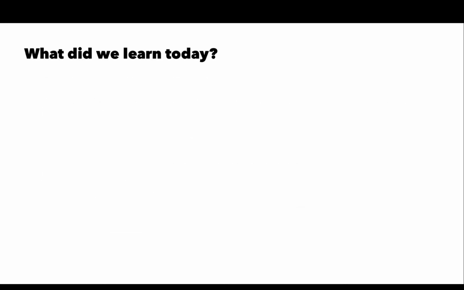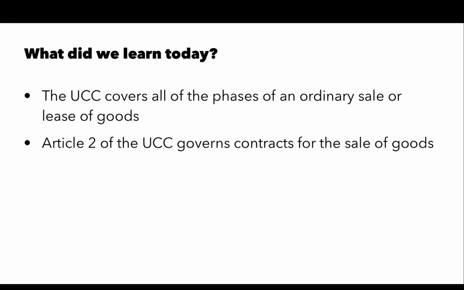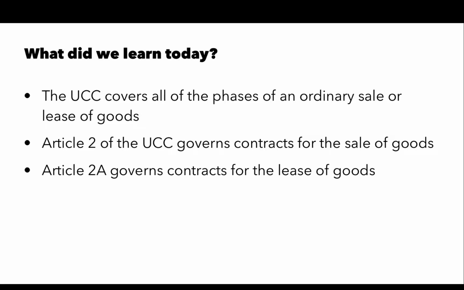So in conclusion, what did we learn today? The UCC governs all the phases of an ordinary sale or lease of goods. Article 2 of the UCC governs contracts for the sale of goods, and Article 2A governs contracts for the lease of goods. And that's it.